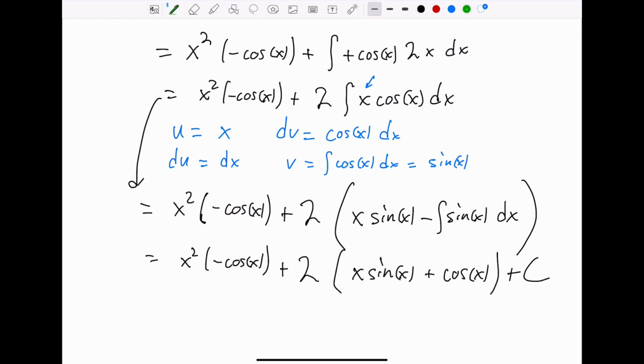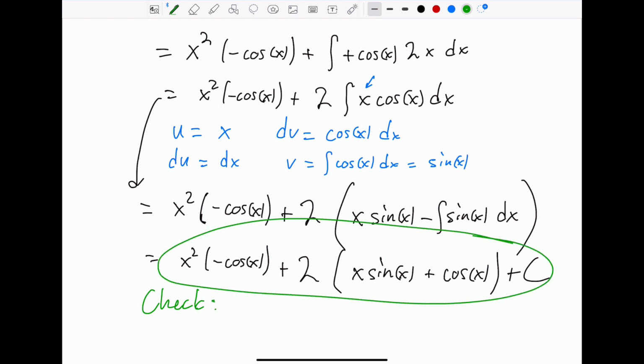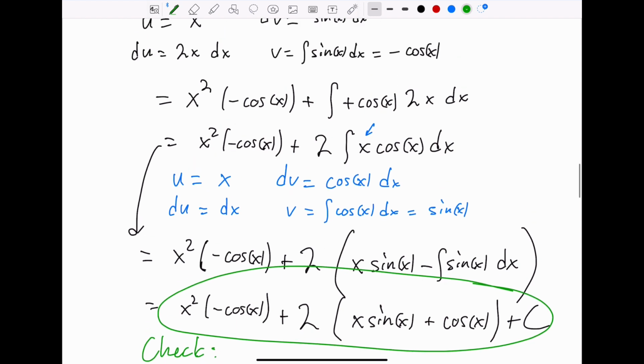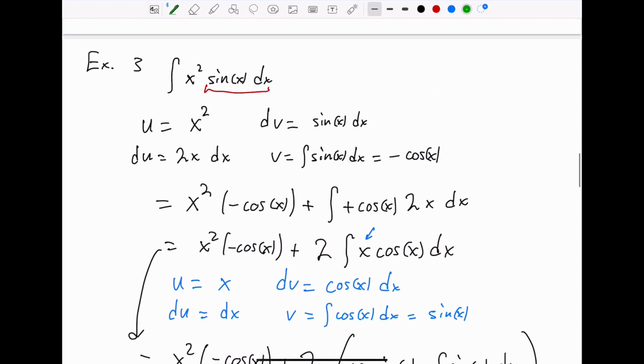We could check by taking the derivative of this expression. You should take a couple minutes to do this on your own, and you'll see that the derivative of that expression is x squared times sine of x. Let's work through example 4.